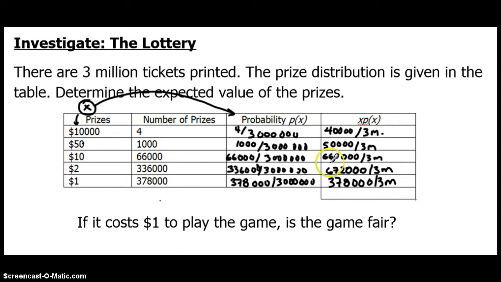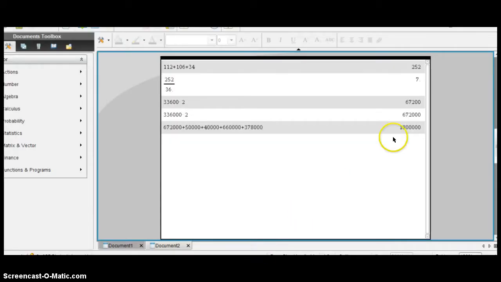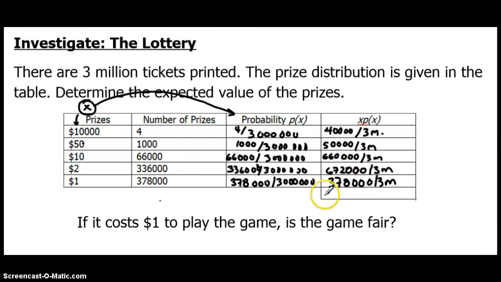Now we need to add this all up. So I did that on my Inspire, and this is what I got. I got 1,800,000 out of 3 million. Remember, you're adding these up because they've all got denominators of 3 million. And so again, when you're doing your expected value calculations, try to keep the denominators the same because you're going to end up adding them up.